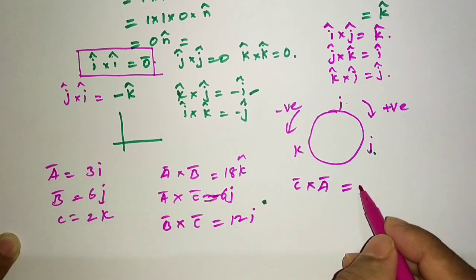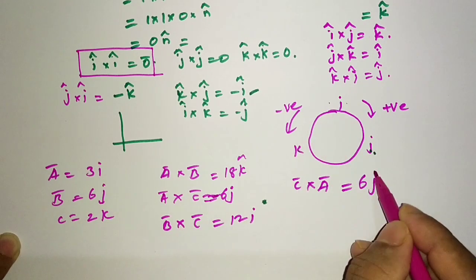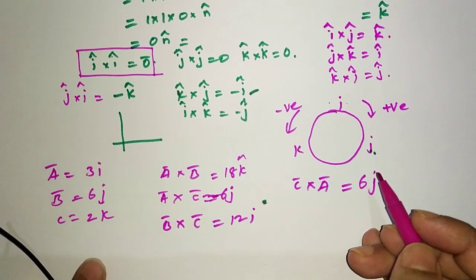Okay, 2 3 j 6. K cross i, that is a. Understood? In this way, one can calculate the cross product of two given vectors. Clear? So here you can observe one point.